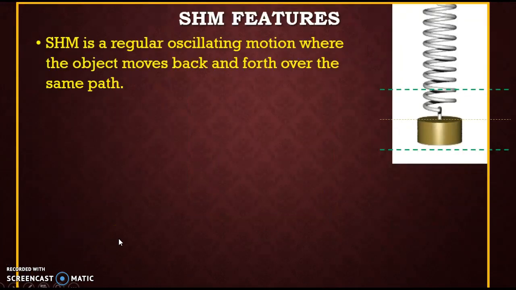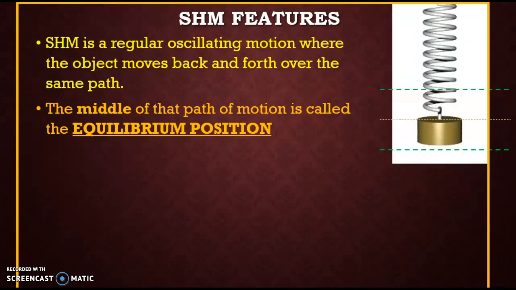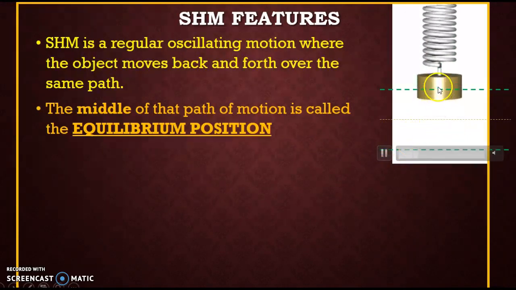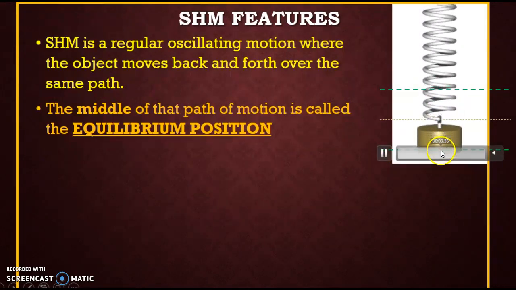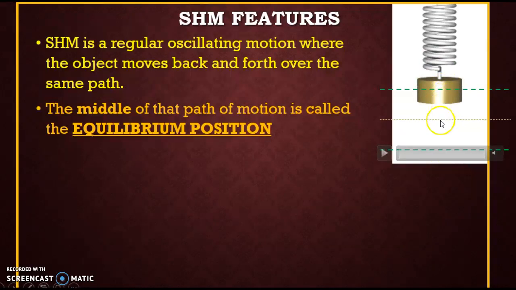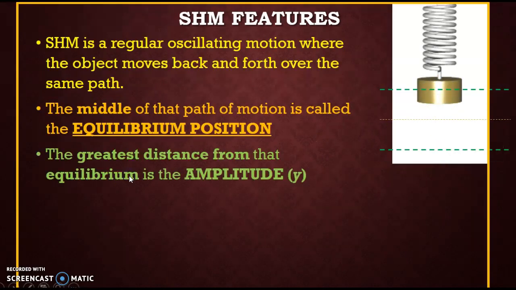So what are the features of simple harmonic motion? Well, as I said, it's regular oscillating motion where the object moves back and forth over the same path. In the middle of that path is called the equilibrium position. If you follow here, you'll see the center of the mass goes to the green lines at both the top and the bottom. Halfway between those extreme positions is the equilibrium position. The greatest distance from that equilibrium position to the maximum point is called the amplitude, and we signify that by the symbol y. Sometimes capital A, sometimes y. For now we'll use y.